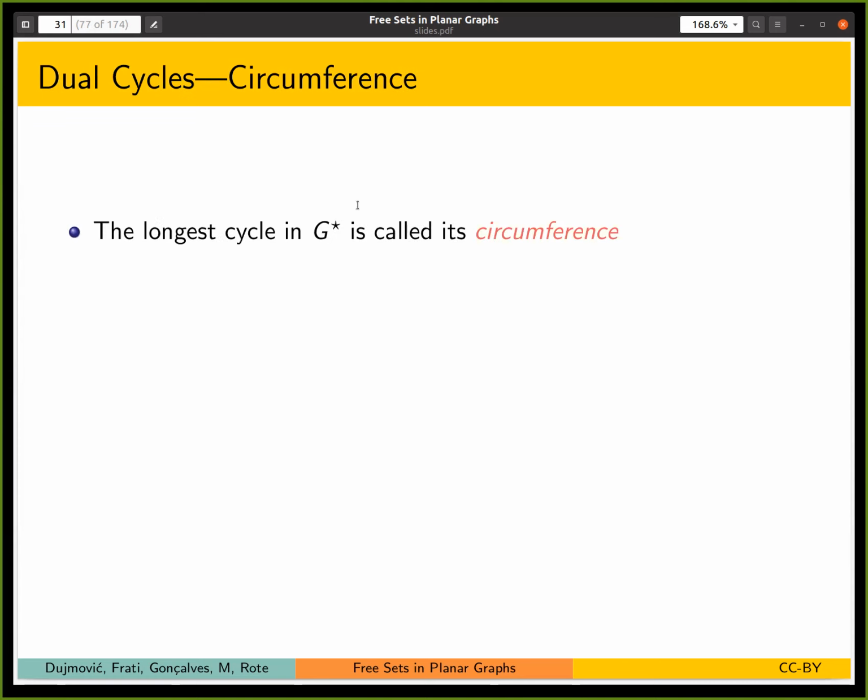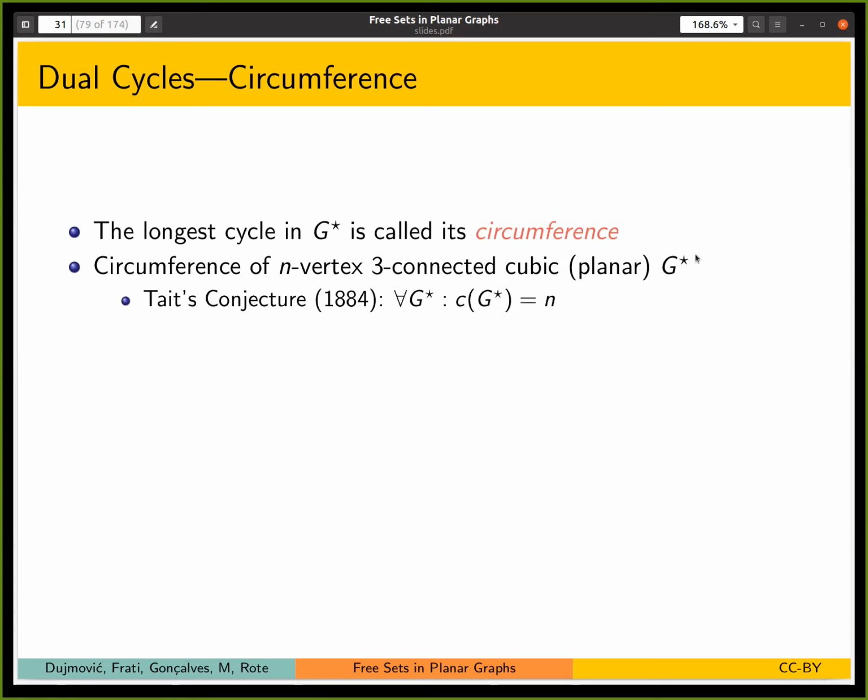The longest cycle in this dual graph, or the longest cycle in any graph, is called the circumference of the graph. And the circumference of three-connected cubic graphs, both planar and non-planar, has been studied for a long time. If you go way back to 1884, Tate conjectured that all of these three-connected cubic graphs are Hamiltonian, in which case they have a cycle of length n. That turned out not to be true. Tutte disproved that with a 46 vertex example whose longest cycle had length 45.